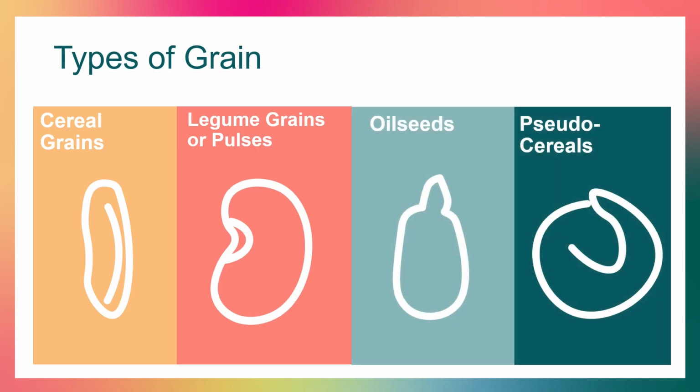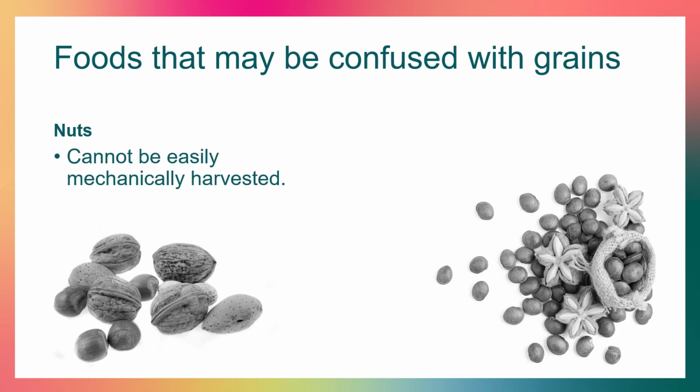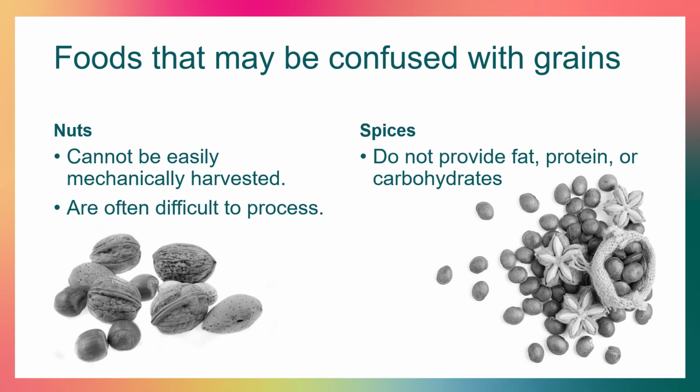Now, there are some types of food that might seem like grains at first glance, but actually fall into other categories. For example, nuts provide plenty of protein, and they're the primary product of the trees that produce them. However, they're not typically mechanically harvested, and they can be difficult to clean, and this often happens individually. On the other hand, certain spices come from seeds that are harvested mechanically. However, they rarely supply major nutrients like fat, protein, or carbohydrates, so they're not considered grains.